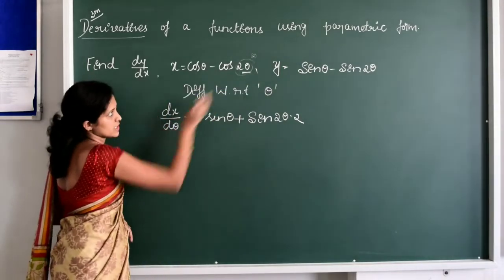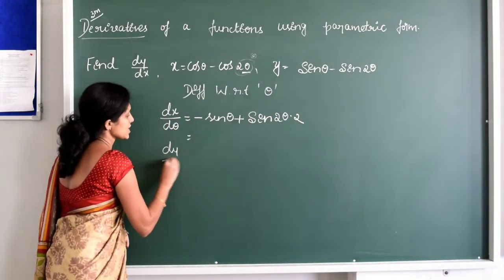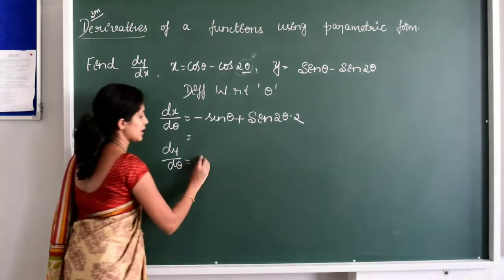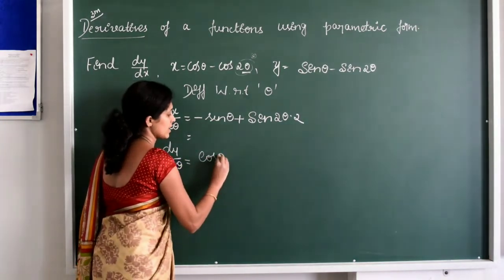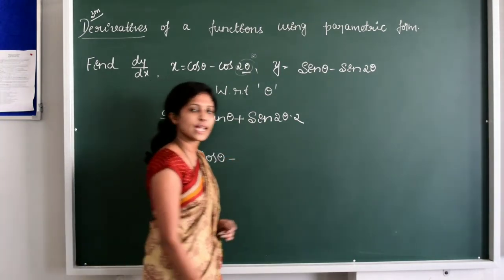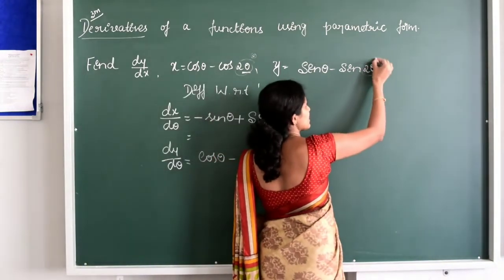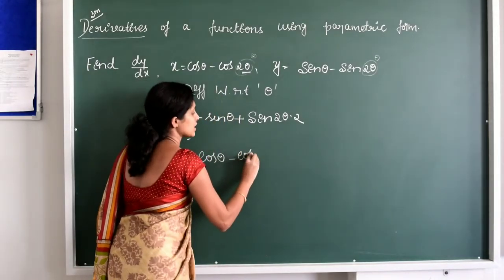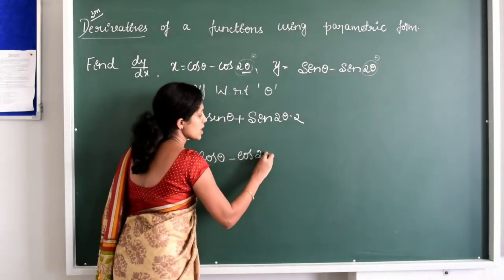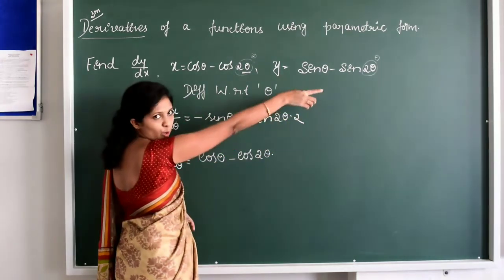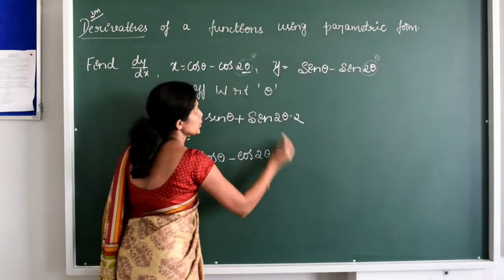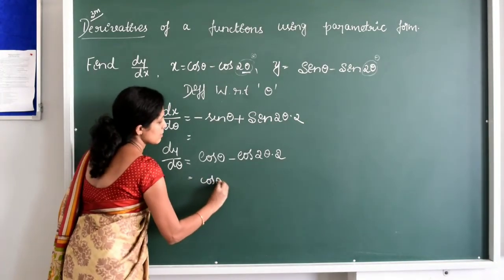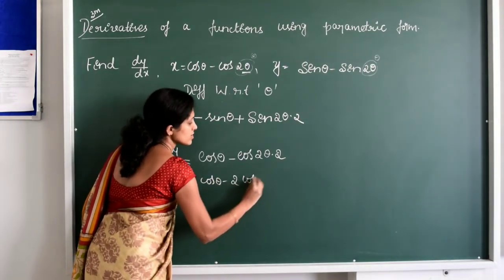Now we will differentiate the second one with respect to theta. That is dy by d theta is equal to derivative of sin theta. It will be cos theta minus derivative of sin 2 theta. So you have to consider this as theta, right? Derivative of sin theta will be cos theta. So now in the place of theta we have 2 theta. So this will be cos 2 theta into derivative of 2 theta will be into 2. So I can write cos theta minus 2 into cos 2 theta.